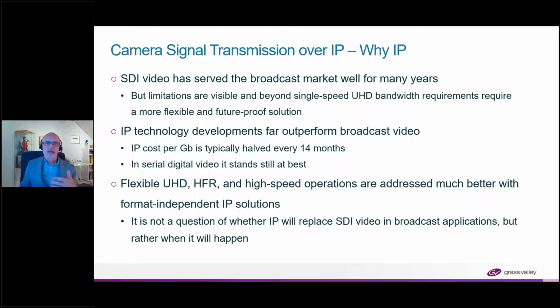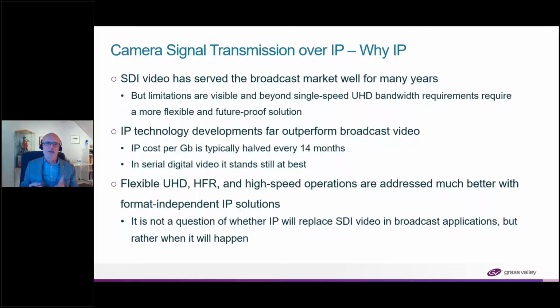Also, since today's UHD or 4K standard is not the end, many people already talk about 8K, and then 8K with high frame rate. SDI will not be able to support that. On the other hand, we can also see that IP technology developments have far outperformed the developments in broadcast video for a long time already. And in addition, the cost of IP always goes down.